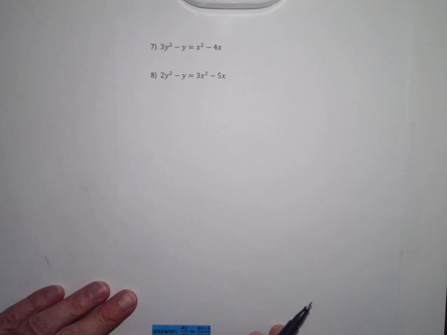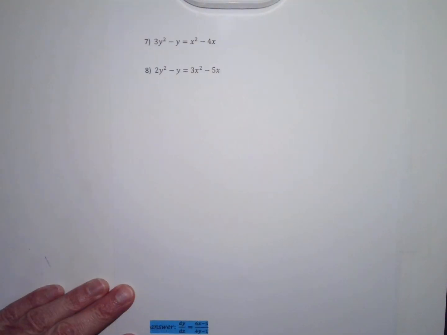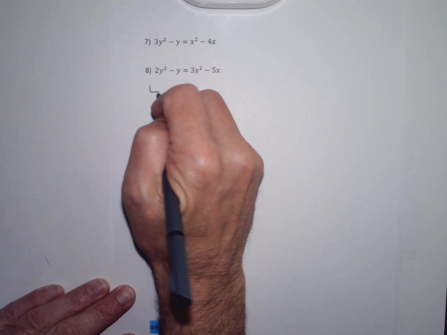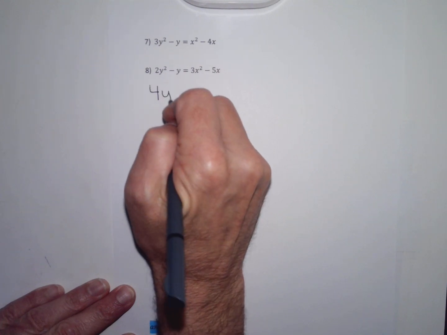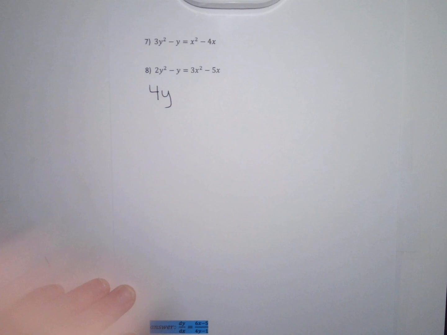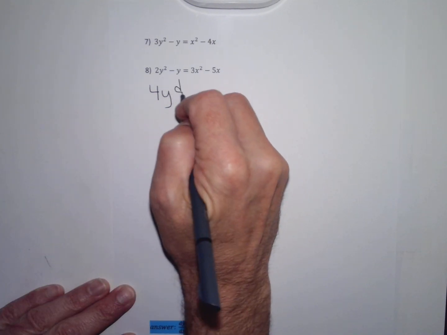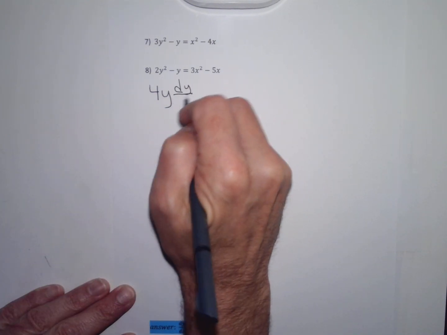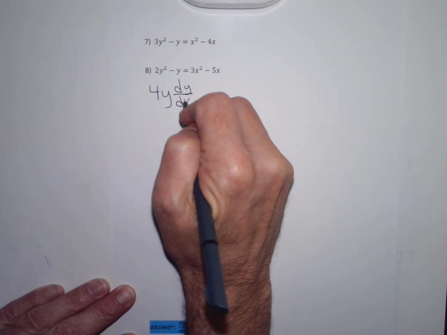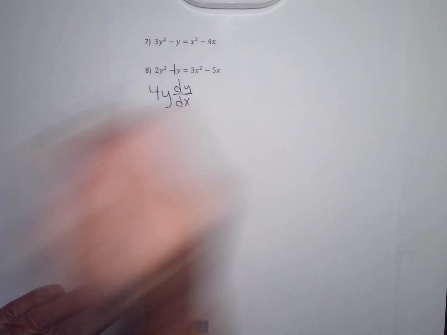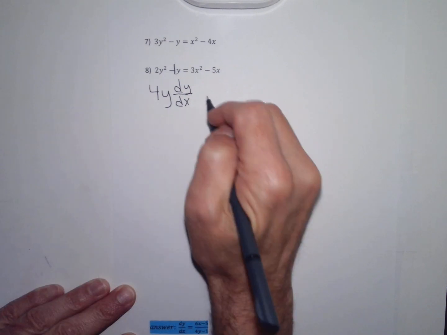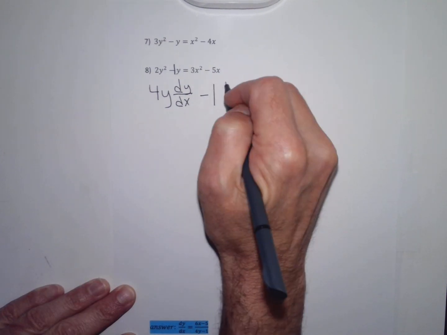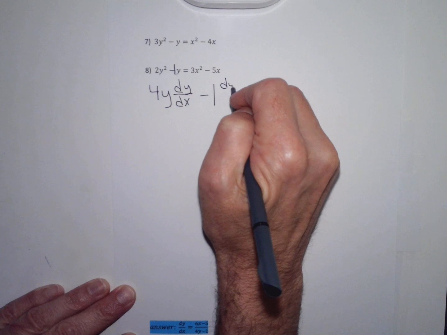Eight is similar. I'm going to do the derivative of 2y squared by multiplying the 2 times the 2, lowering the exponent by 1 and getting a 4y. I took the derivative with respect to y, so I'll tack on a dy dx. After the minus sign, there's a minus 1y. The derivative of minus 1y is minus 1. I'm going to tack on a dy dx.